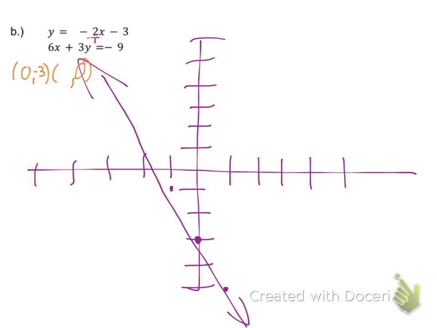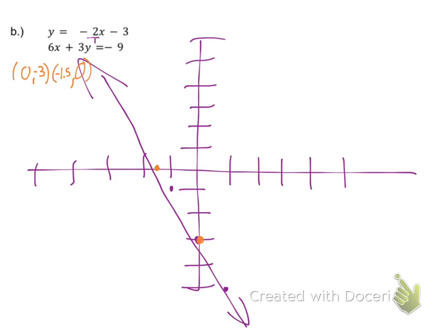Put a 0 in for y. When does 6x equal -9? Well, divide -9 by 6, right? 3 over 2? -1.5? -1.5. Hey, look at this. That's the same point as right there. 0, -3. Hey, -1.5 is right there.